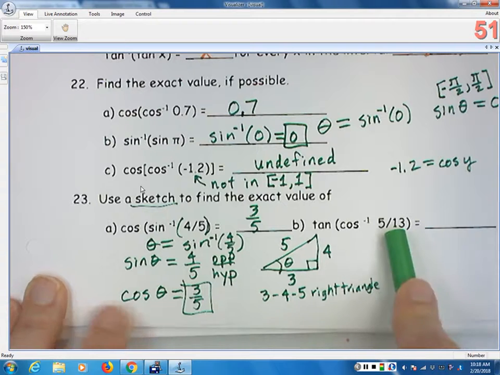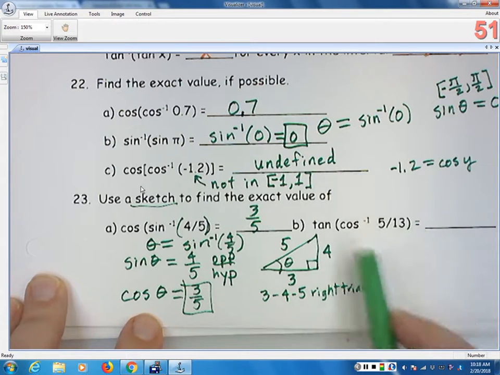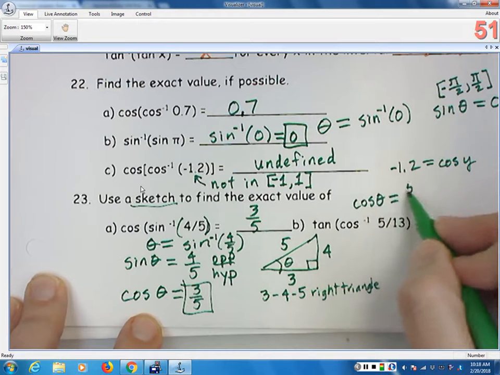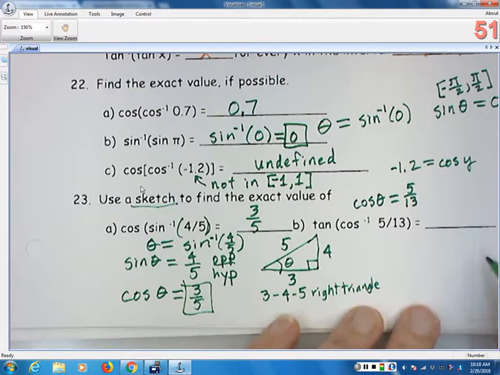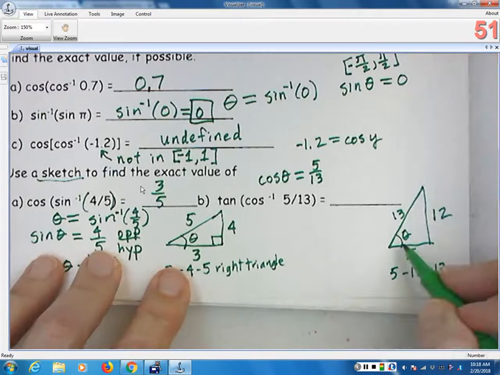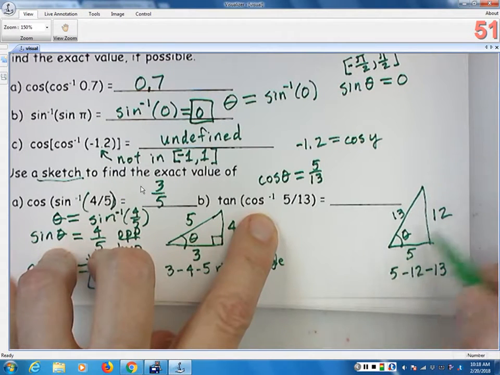This is another triangle here. This means that cosine theta equals 5 over 13. Draw the triangle. Cosine is adjacent. This is 13. This is theta. This is 12. This is the 5. There's a 5, 12, 13 triangle. We can't see. Sorry. Okay? So we found theta, and we found the missing side.